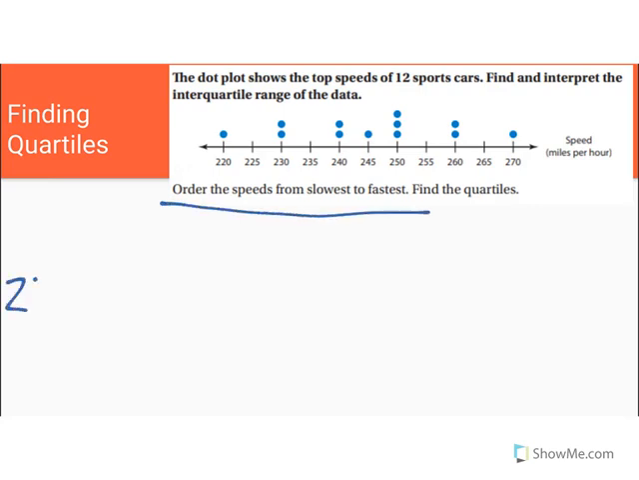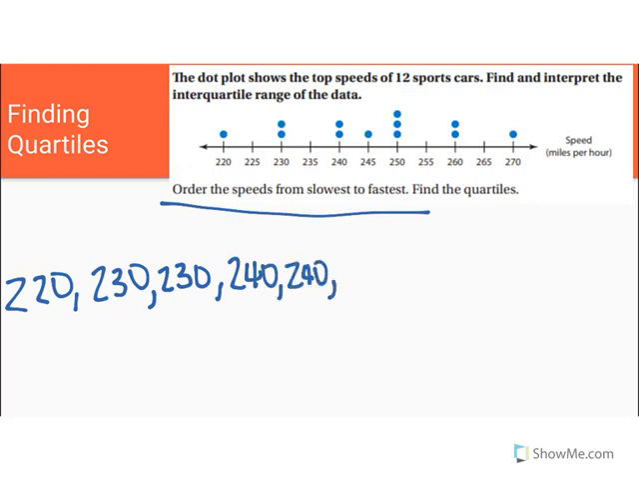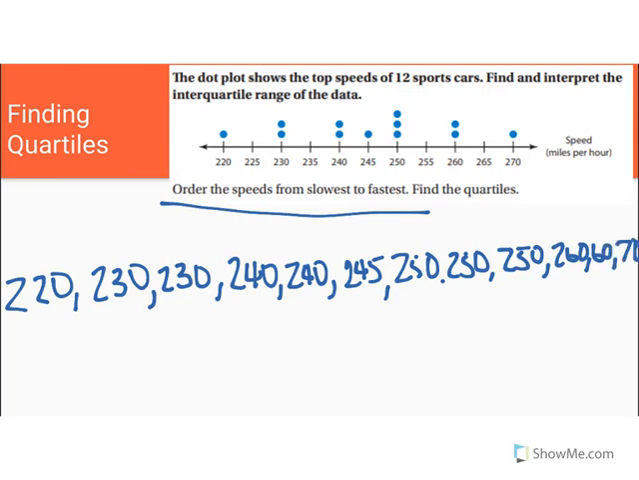So I have a 220, I have a 230, actually two 230s, two 240s, 245, 250, 250, 250, 260, 260, and then 270. I just abbreviated those last ones because I ran out of room. All right, so if I want to find my quartiles, I need to divide my data up. And when you're finding your quartiles, it's always easiest to find that median first, right?